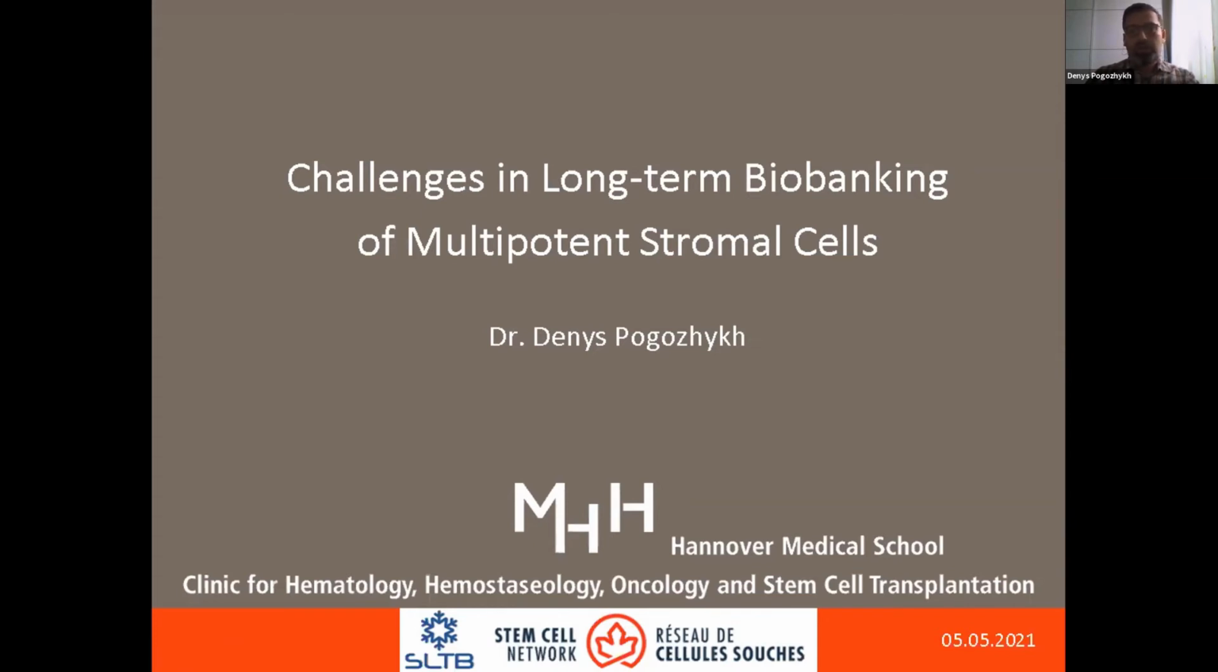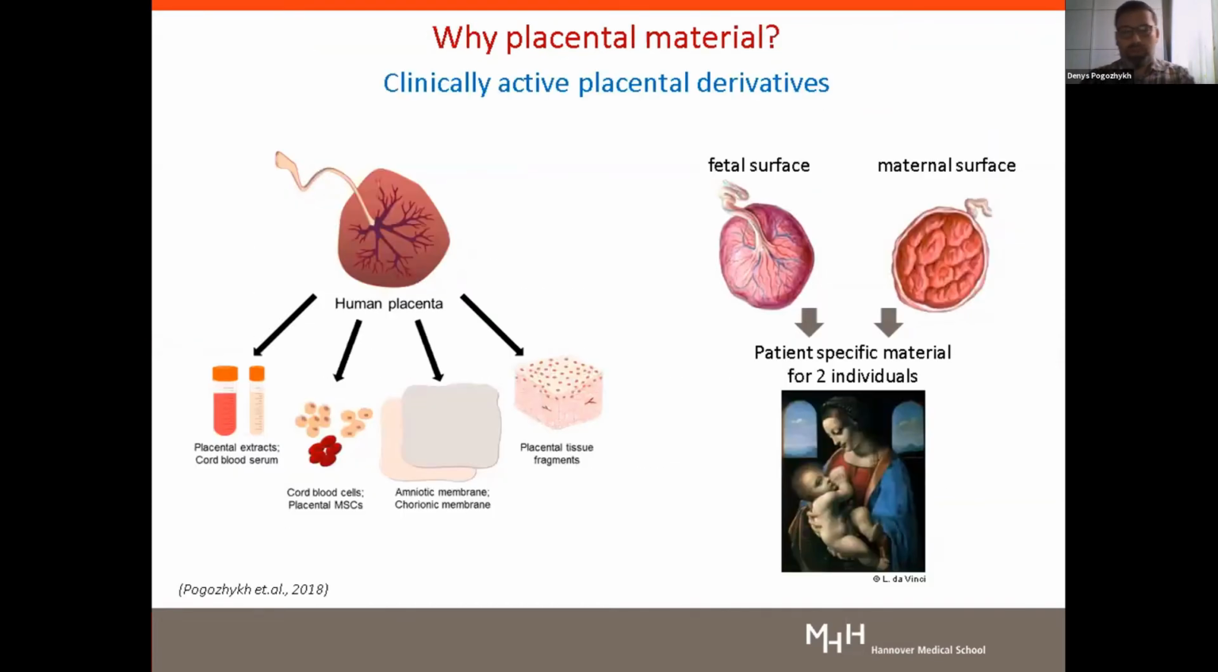In our research, we are very interested in placental material. So here I will show you why placental material in general is important. There are a lot of clinically active derivatives which can be derived from placenta, which include, for example, placental extracts and tissue lysates, also cord blood serum, and we are highly interested in placental MSCs, and there are also placental tissues and amniotic membrane and chorionic membrane, which is already used in clinics, in particular in the field of ophthalmology.